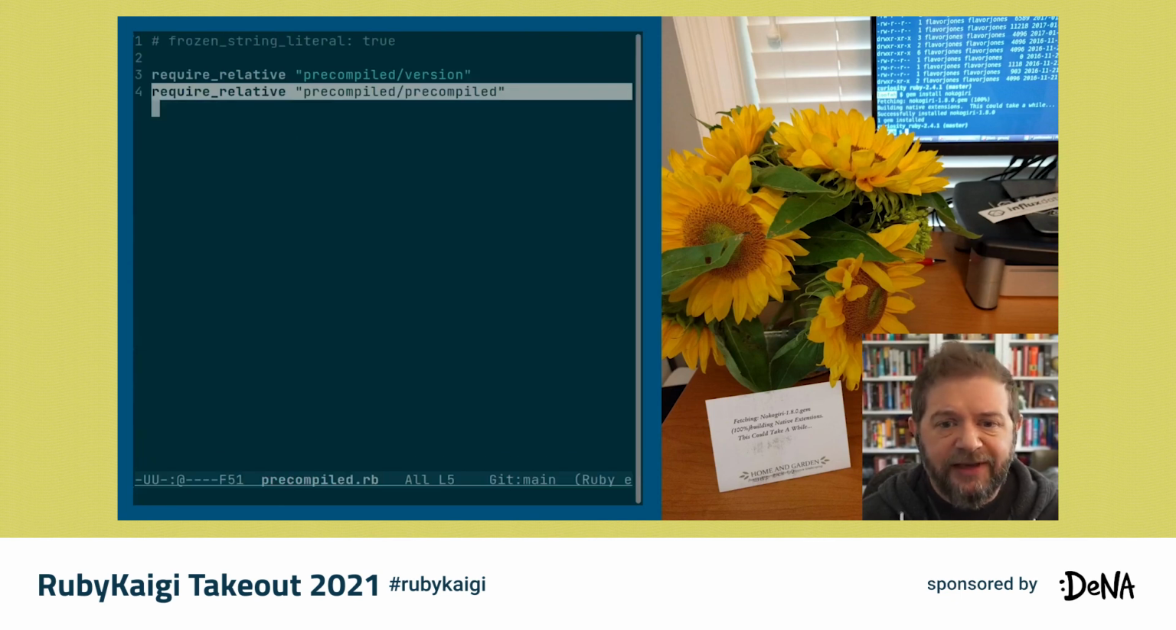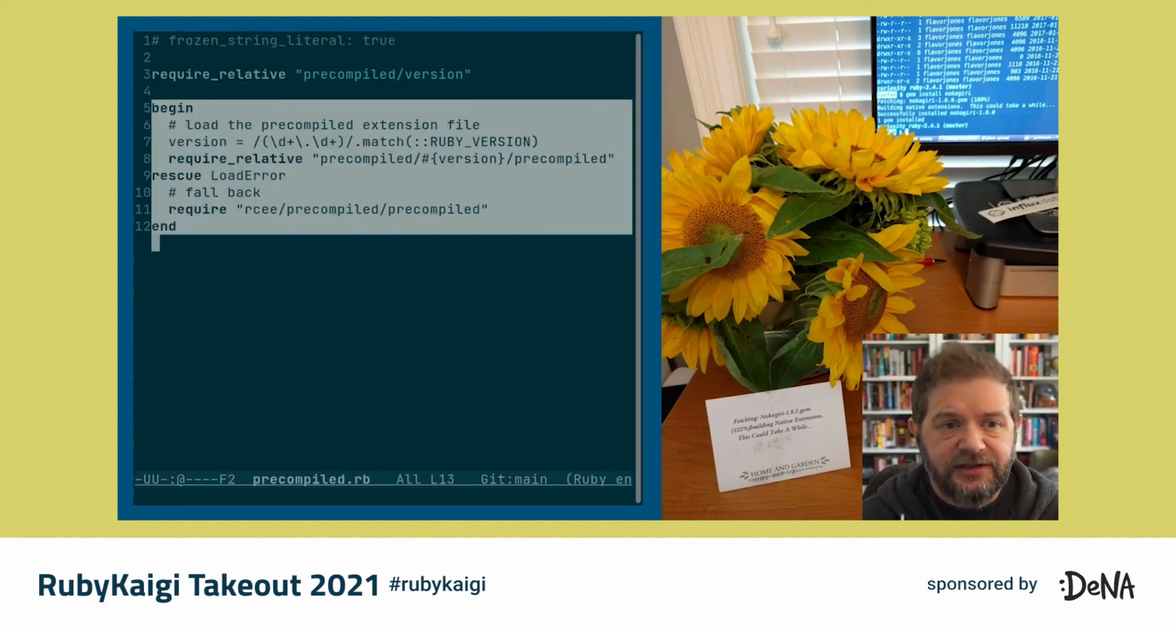In our precompiled.rb, it used to look like this. It now looks like this. And what we're doing is we first check to see if the precompiled extension file is present. If it's not, we'll fall back to the compiled version, the version that's presuming that it was compiled during installation. That's it. That's all it took to upgrade packaged tarball to precompiled.